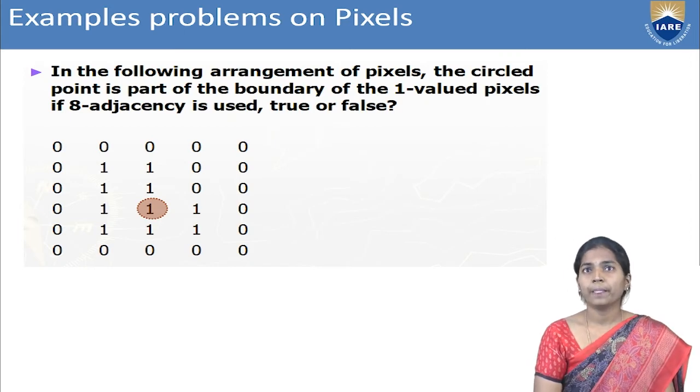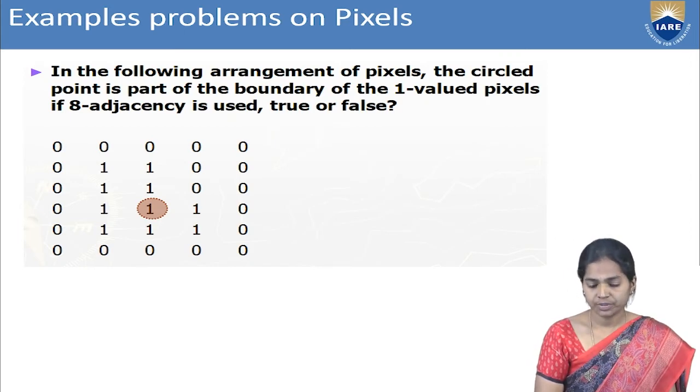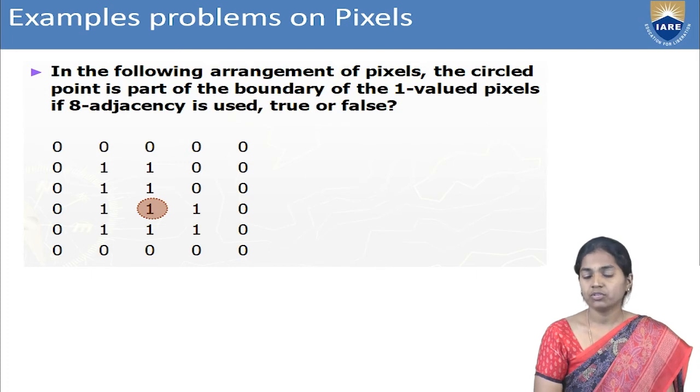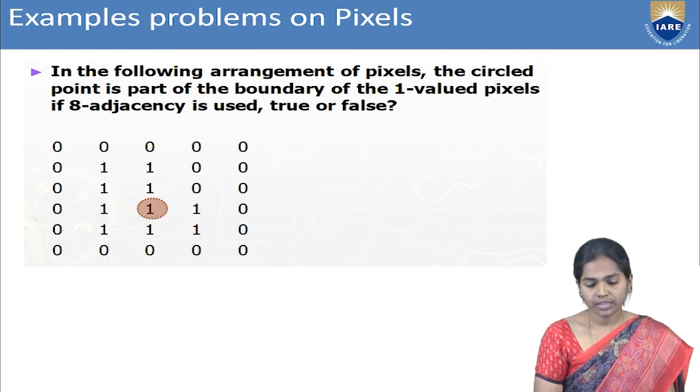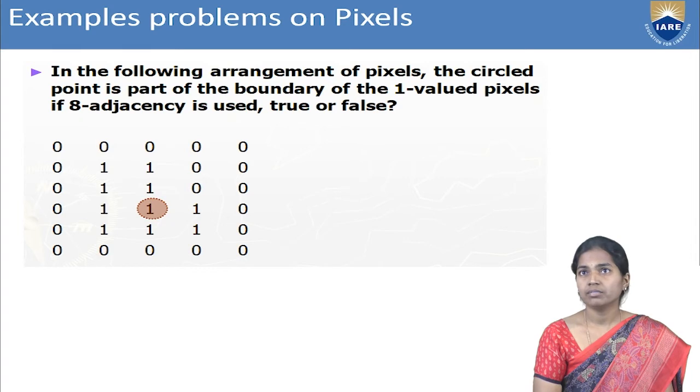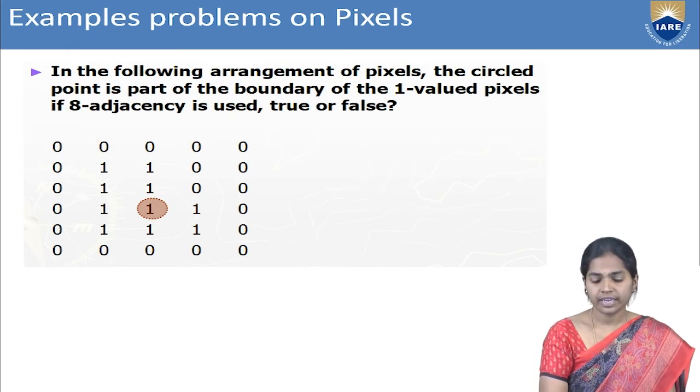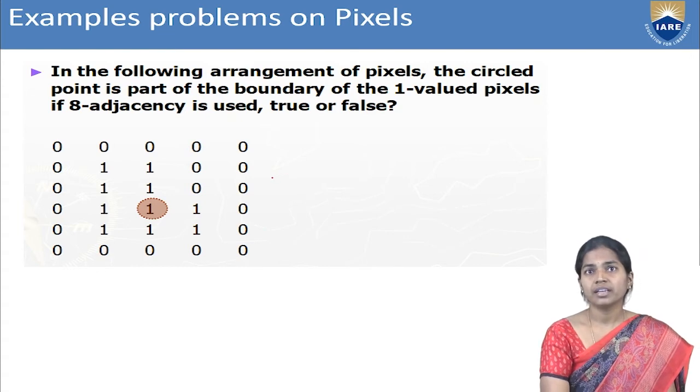Here, in the following arrangement of pixels, the circled point is part of the boundary of the one valued pixels if 8 adjacency is used. True or false? Here 8 adjacency is used.